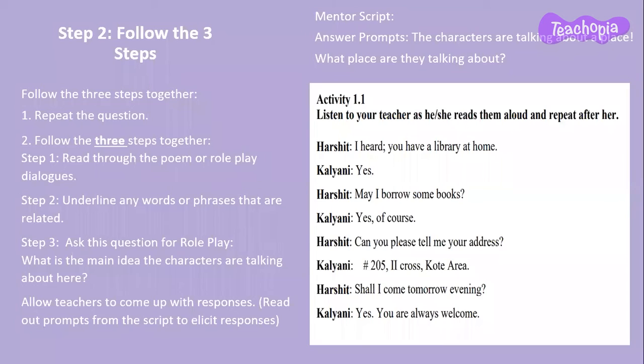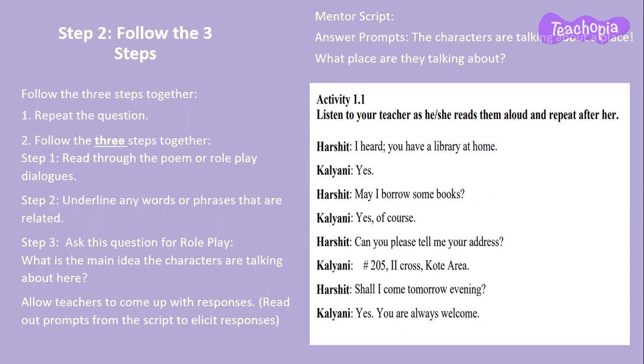Now, here we will not answer this before the teachers come up with some responses. So, you allow the teachers to come up with responses by themselves. And in your mentor script, you will have some prompts for answers. For example, if you see the excerpt from the mentor script here, under answer prompts, you have a prompt like the characters are talking about a place. What place are they talking about? So these are some sentences or questions you can use to help teachers come up with the answer. And after you do this exercise, we would have deduced that the answer could be the library.